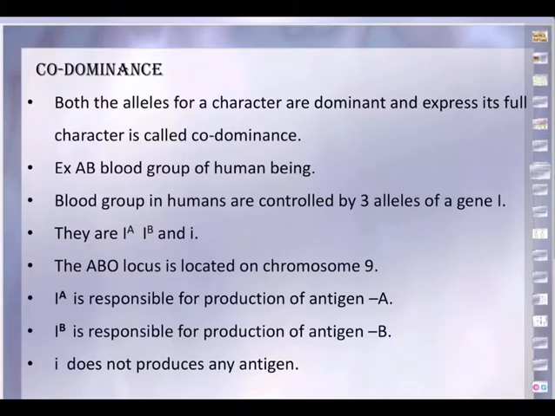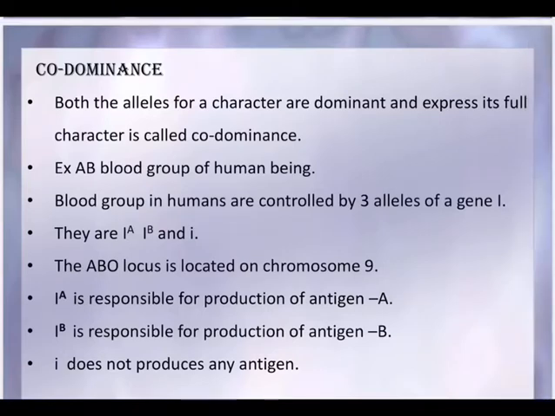Codominance, as the name suggests, both the alleles which are responsible for a character are equally dominant. Both the alleles for a character are dominant and express their full character. That is called codominance. Co means together. Example, AB blood group of human being. Why codominance? Allele A is also dominant, allele B is also dominant. So both the alleles A, B express themselves together, hence the blood group will become AB blood group.